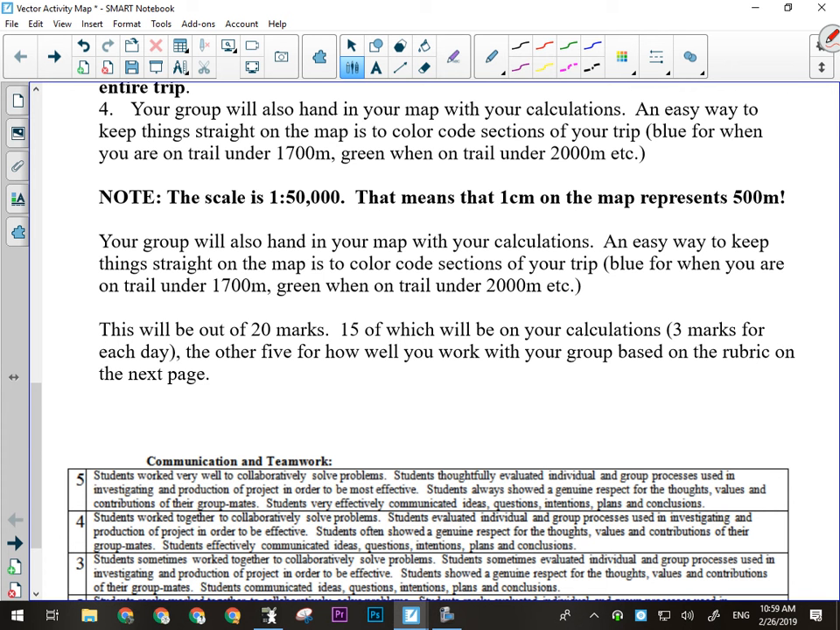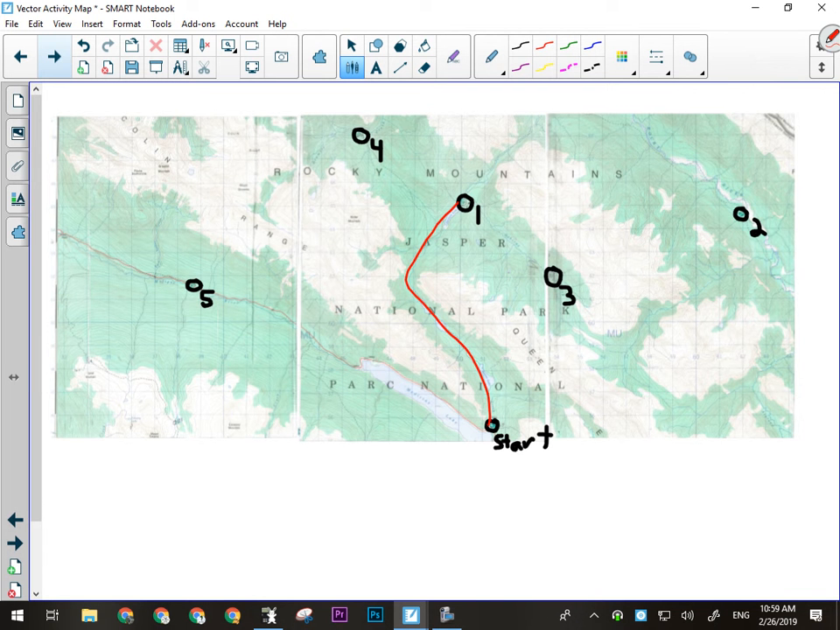The next thing you will have to calculate or measure is your total displacement. Now, your total displacement is the straight line from where you started to where you finished. On here, that would look something like this. That line represents my total displacement. Now, I can get its magnitude very simply by throwing a ruler on there and measuring it. But I also need its direction.